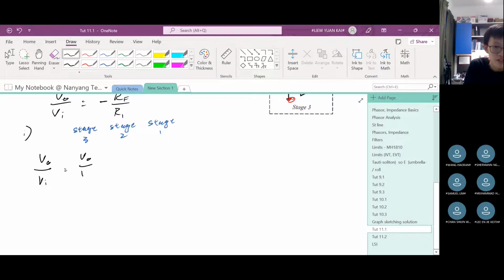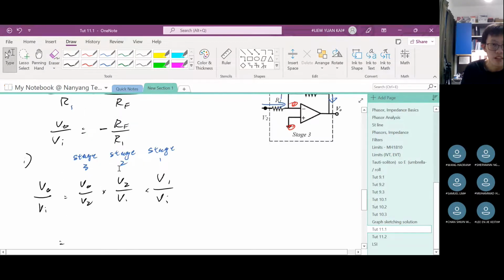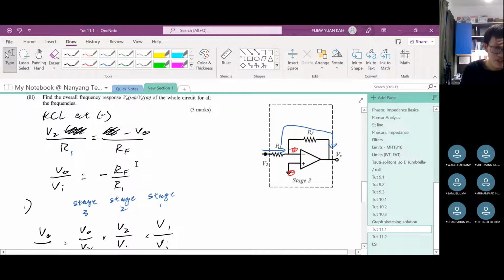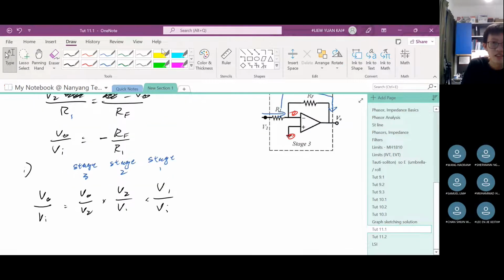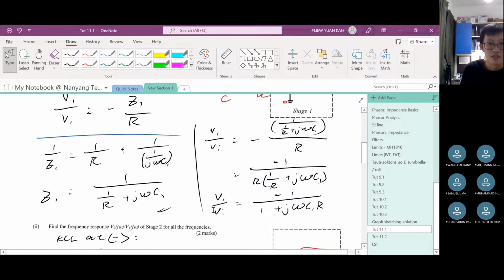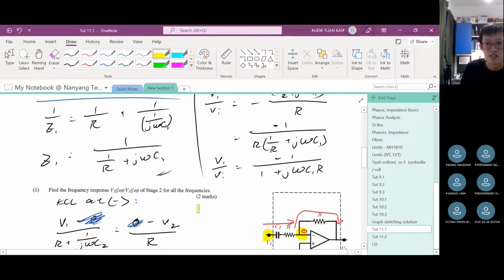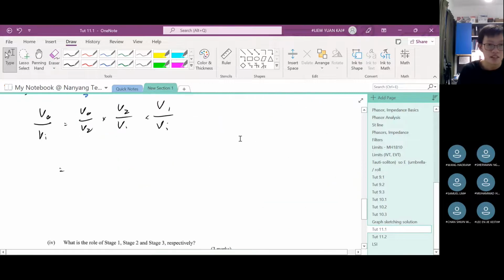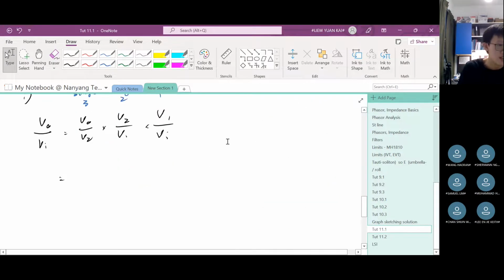So V out over V2 times V2 over V1 times V1 over V in. We need to go back to the first three gains that we have derived and sub in these values. You need to sub in this, then this one, and then the first one also. So let us collect these terms and plug them into the equation.